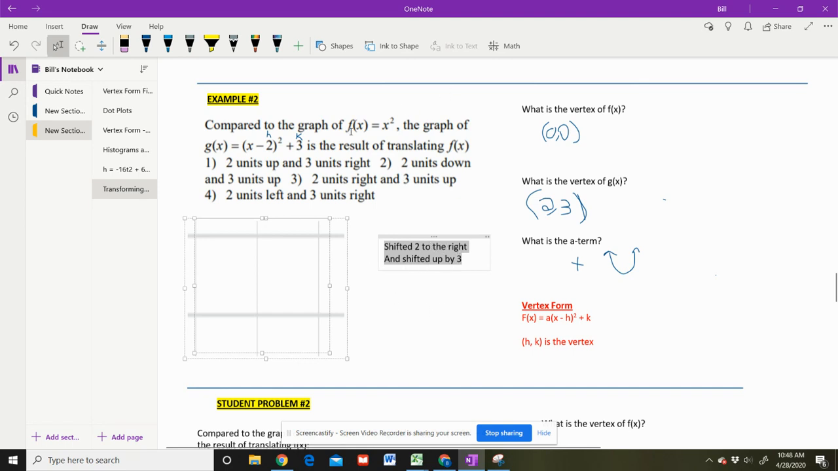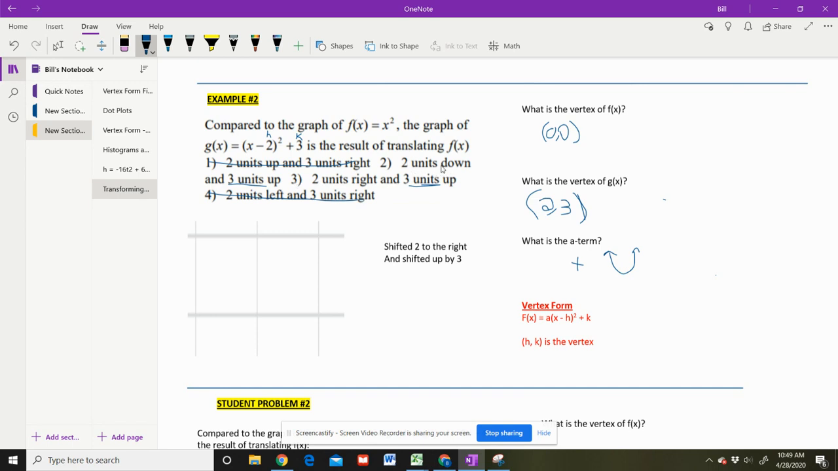A lot of times it might be easier just when you do these to go and take a look. I usually look at the k first and go, okay, I went from plus 0 to 3. So I know I shifted up by 3. So I want to find any ones that say I went 3 units up. So there's 3 units up, 3 units up. This is saying 3 units to the right, so I know 4 is out. I know 1's out, so I'm down between 2 and 3.